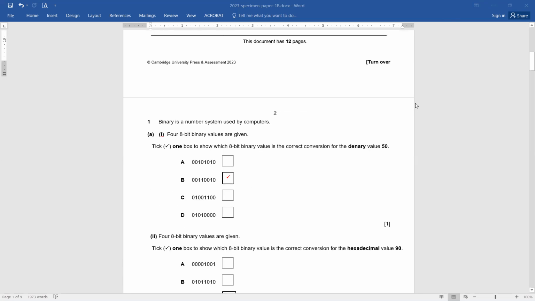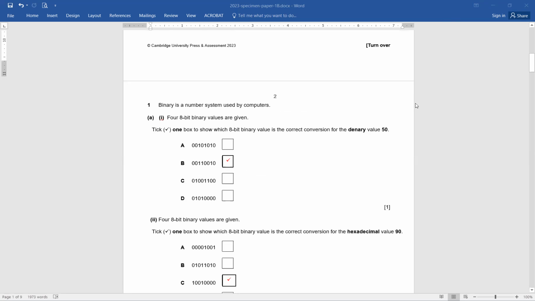The very first question, let's solve. Binary is a number system used by computers. Hope that we all remember. 4 8-bit binary numbers are given to you. The values are given to you, and we are asked to tick any one box to show which binary value is the correct conversion of the denary number 50.